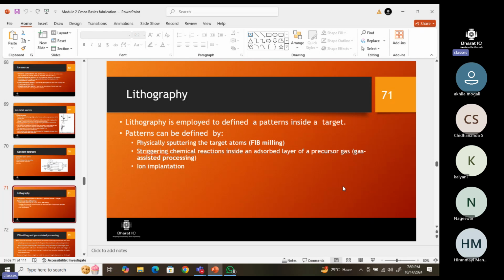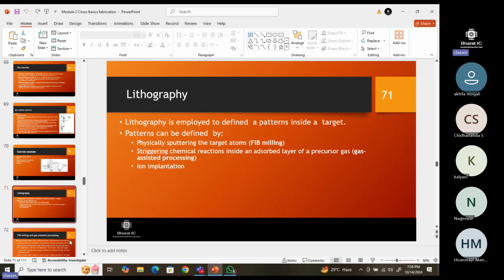Generally, we use ion implantation only over the lithography technique, or UV light, X-ray, or electron beam. Currently, we are using ion implantation only in the latest technology across the industries. Lithography, you all know. I do not need to teach this one again.